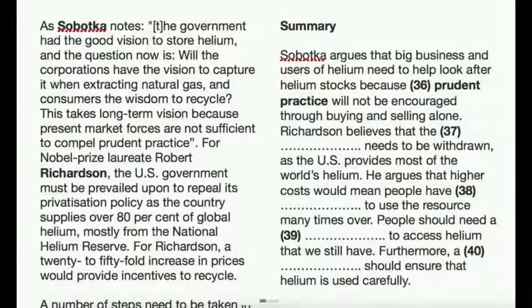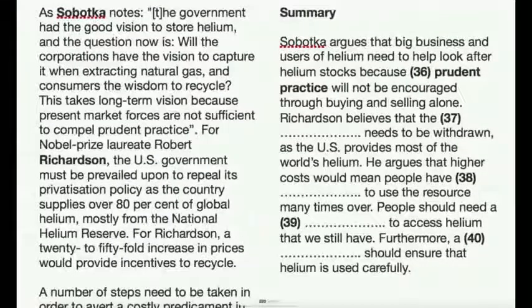So what we're going to do now, we're going to move on to question 37. So again, pause the recording if you want to have a go at question 37 yourself before we go through it. Question 37. Richardson believes that the something needs to be withdrawn as the US provides most of the world's helium.